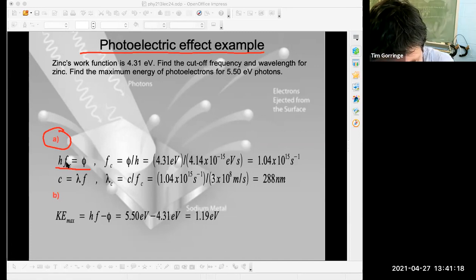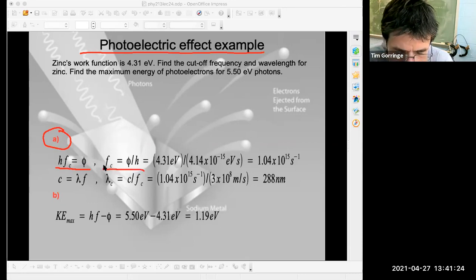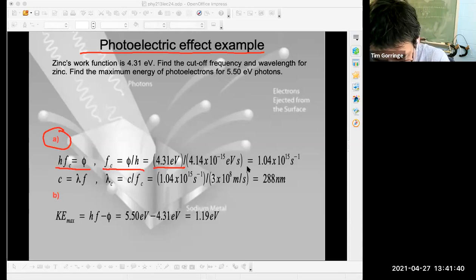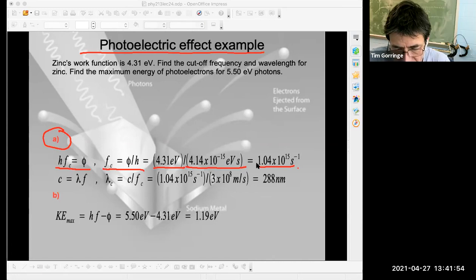So photon energy, Planck's constant times frequency, equals work function. We want the cutoff frequency, and so we rearrange that equation. It's the work function in energy divided by Planck's constant. So I've filled in the energy of the work function, and I've filled in Planck's constant here in electron volt seconds rather than joule seconds. And if I divide one by the other, I get 1 × 10^15 hertz. That's the frequency.